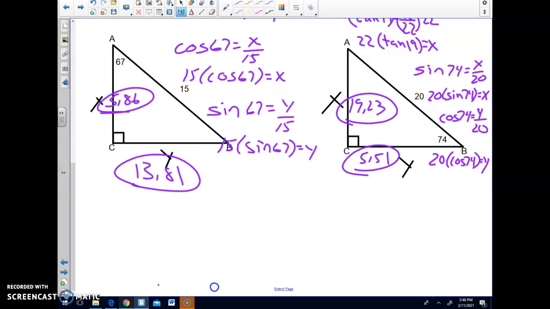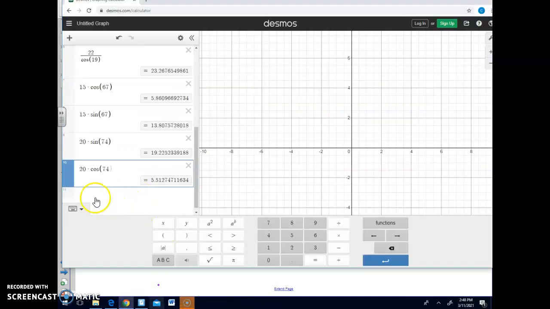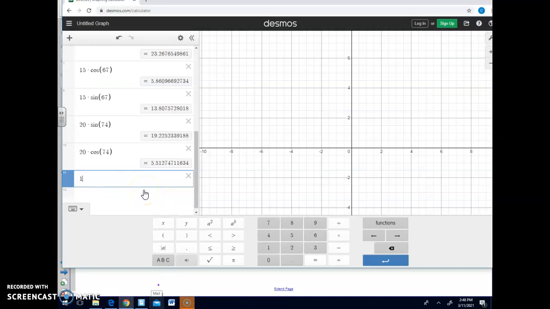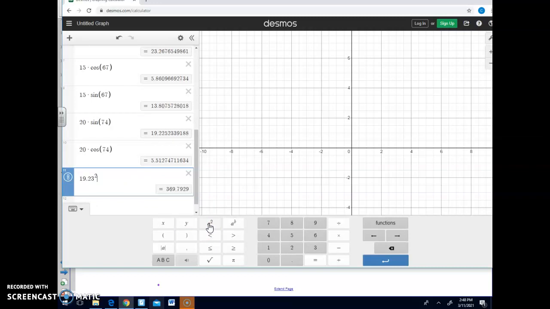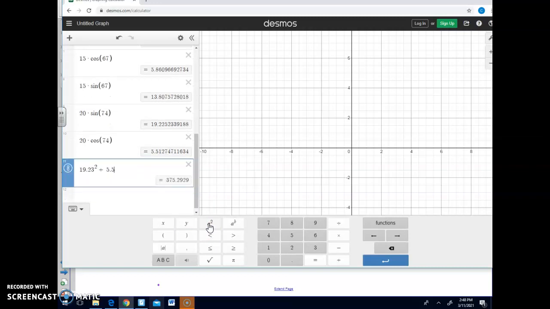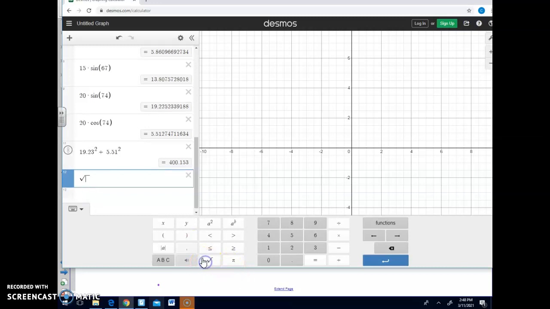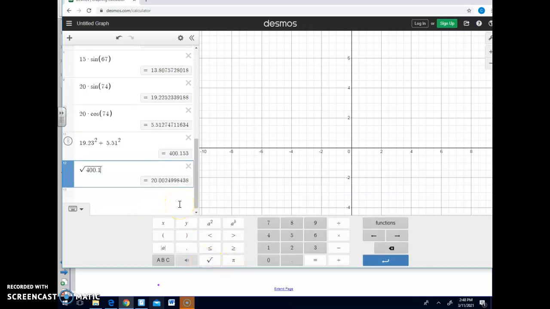If you want one last check on it, I'll show you the check one more time because we have the time to do it. 19.23 squared plus 5.51 squared. And if you take the square root of 400.153, you'd get 20.00, and that hypotenuse is 20. So there's a real good chance you did it right.